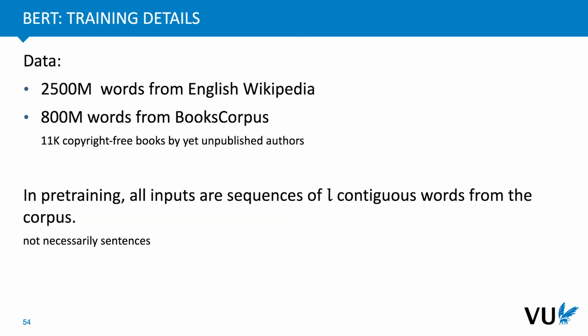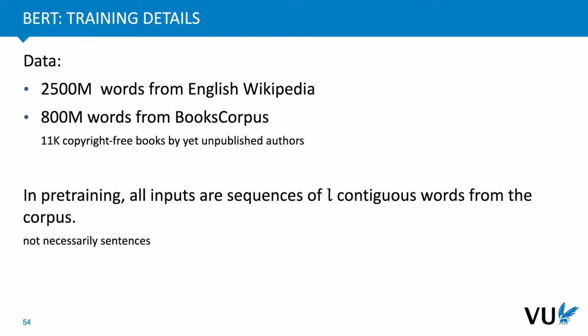The training data for BERT was primarily from English Wikipedia. So they took over 2 billion words from English Wikipedia. And to introduce a little bit of variety of language, they also added 800 million words from what is known as the books corpus, which is a corpus of 11,000 copyright-free books scraped from the internet.